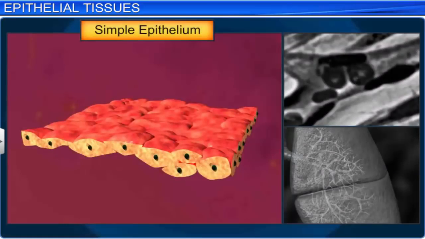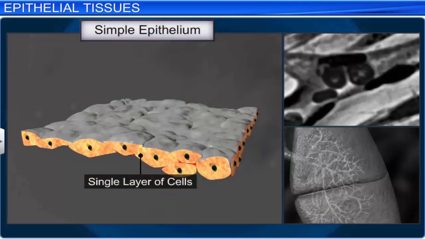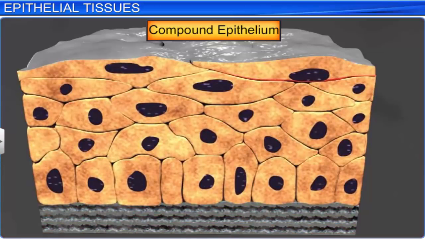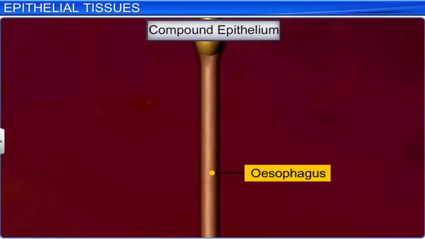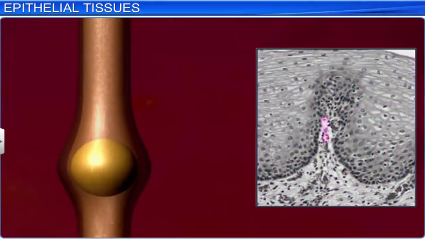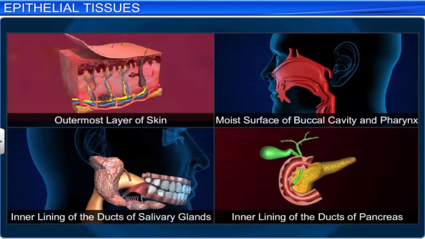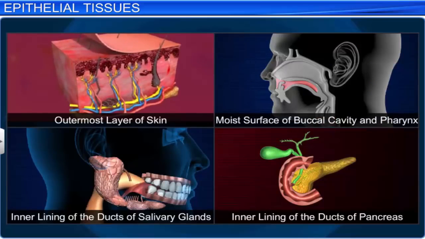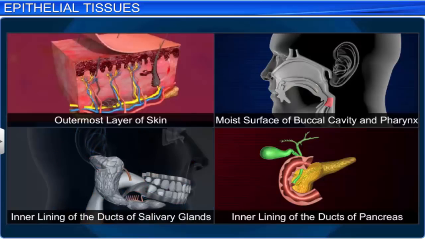Simple epithelium consists of a single layer of cells and serves as a lining for body cavities, ducts, and tubes. Compound epithelium consists of 2 or more layers of cells. Its chief function is protection against mechanical and chemical stress, and it plays a limited role in secretion and absorption. It is present on the outermost layer of the skin, the moist surface of the buccal cavity and pharynx, and the inner lining of the ducts of the salivary glands and pancreas.